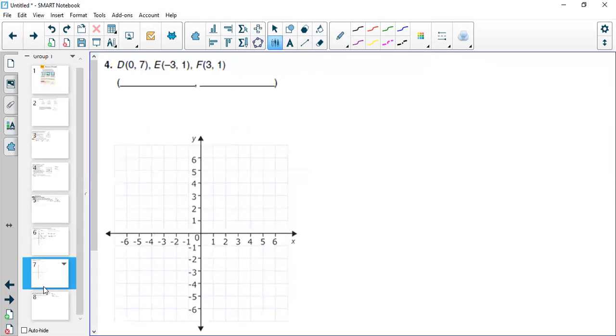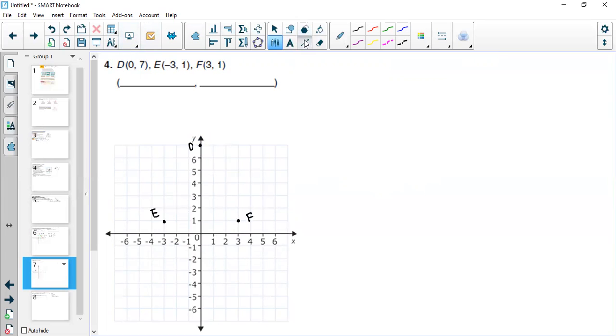Right, so let's try one more question. That's question number 4. So let me draw the triangle first. Always we have to start by drawing the triangle. So 0, 7. So this is D. And E is negative 3 and 1. That's here. F is 3 and 1. So 3 and 1. Yeah.